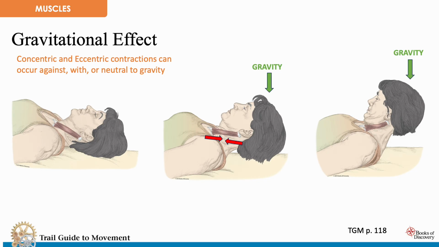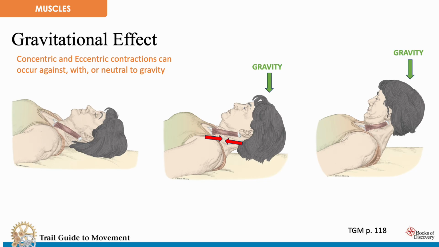So look at the middle image. This person is lying flat and trying to lift their head up. So to do this, the neck flexors like the SCM have to win against gravity. So this is a concentric contraction. The muscles are shortening to pull the head up and away from the floor.